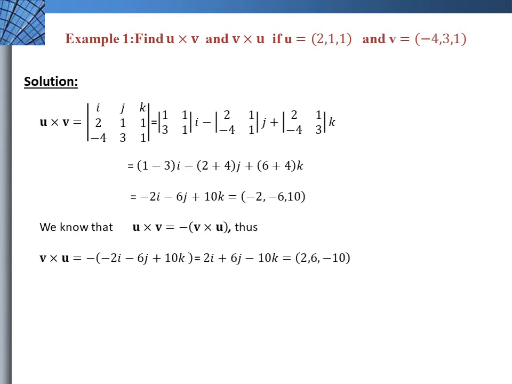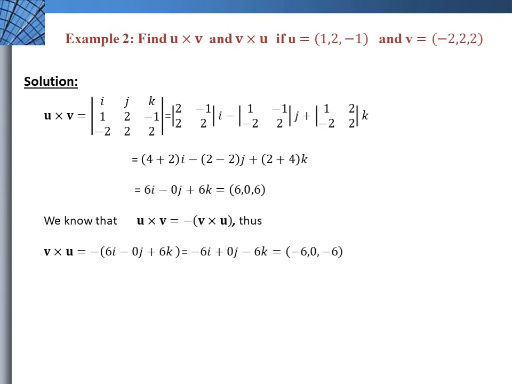The second part is they are asking us to find V cross U. So we know how to find V cross U. It is nothing but minus U cross V. So we write minus of minus 2i minus 6j plus 10k, which is equal to 2i plus 6j minus 10k, which is equal to 2, 6, minus 10.